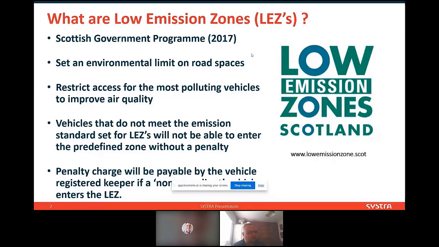I think currently the view is similar to parking charges of £60 reducing to £30 if you pay it within 2 weeks. That sort of pricing, it's a bit similar to congestion charging. So that's what they are. There is a lot more information on low emission zones on that website that's detailed here. lowemissionzone.scot gives you a tremendous amount of background information as to what is involved and what low emission zones are. As I say, my focus here is really to show how we developed the scheme for Aberdeen and how we used Paramics to develop that scheme.